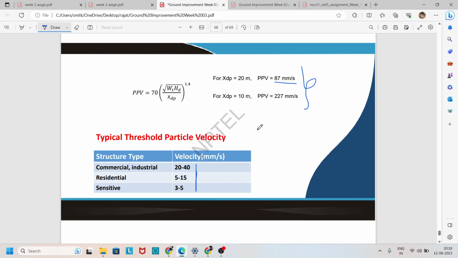So it is exceeded. That means the vibration is quite high, and the building may be damaged or collapsed. So for this site, this technique cannot be applied because of this environmental issue.